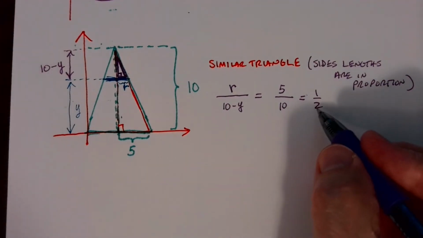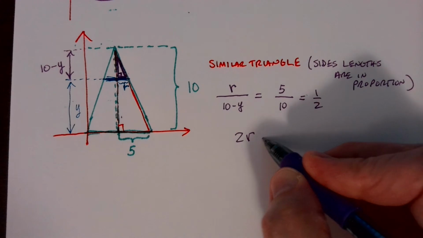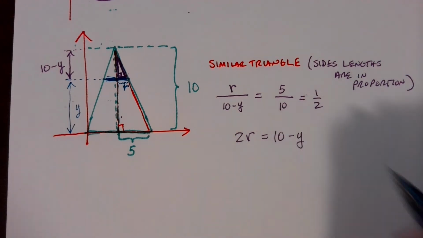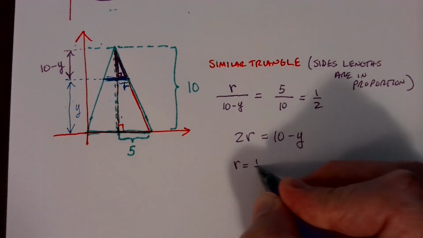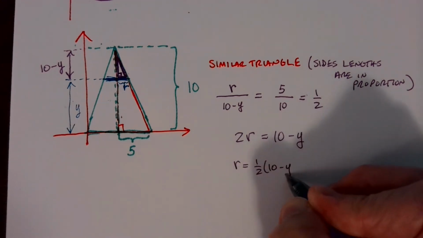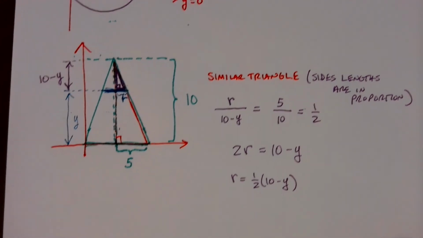So now I can take this equation and cross multiply. 2 times R is 2R. 10 minus Y times 1 is 10 minus Y. And now I can solve for R by multiplying both sides by 1/2. Okay. And there I have it, R as a function of Y.